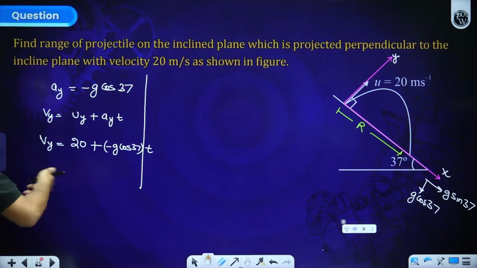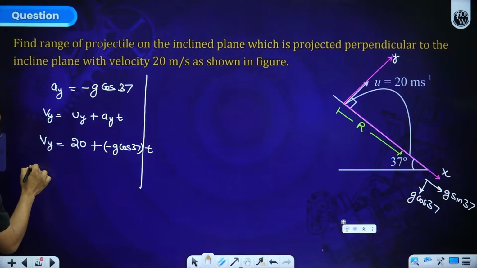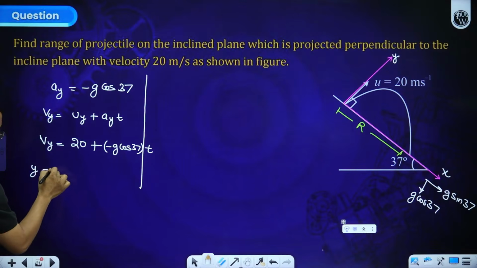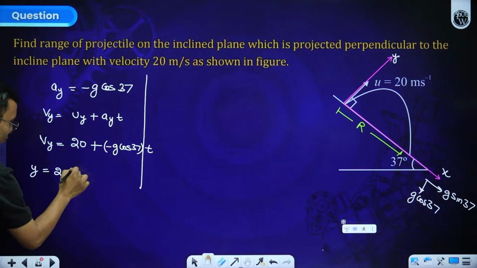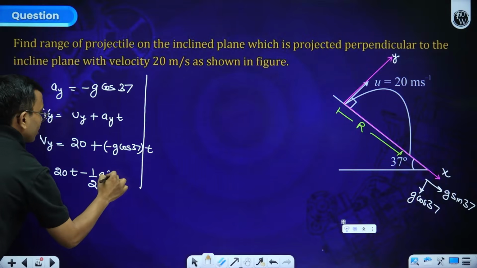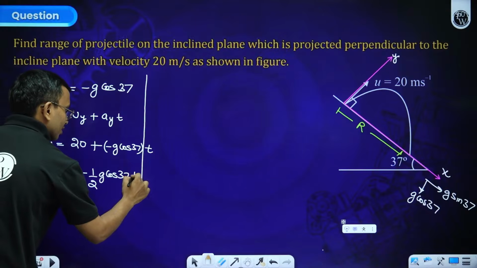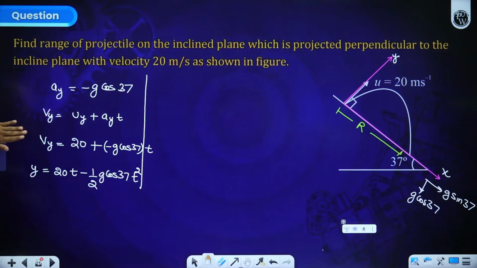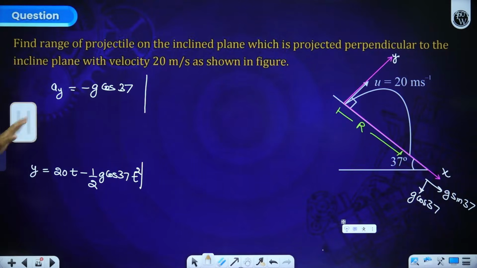Now you write how your y coordinate changes with time. s is equal to ut plus half at square. s is equal to u, the initial velocity along the y-axis, that is 20, into t plus half, so minus half g cos 37 into t square. By the way, I don't need the velocity along the y-axis. This is not needed for this particular question. I just need my position. So I am just writing this equation.